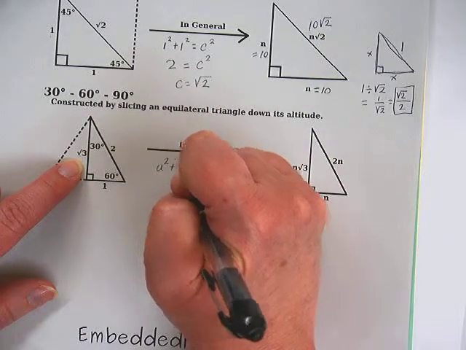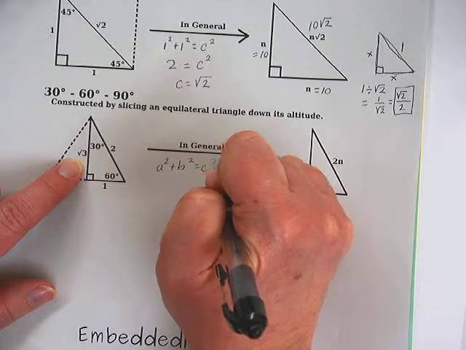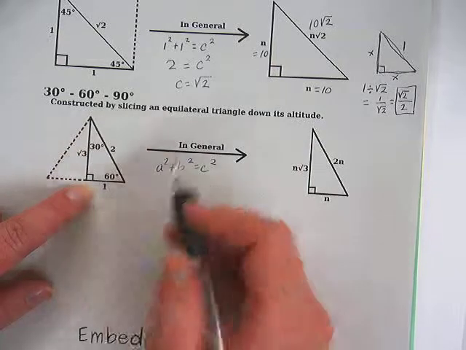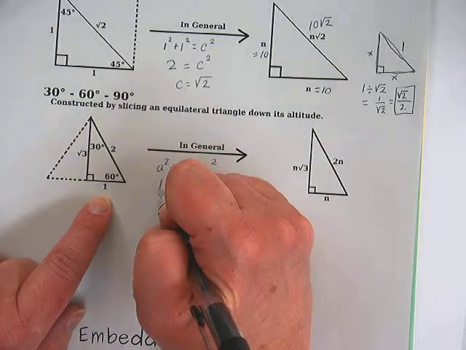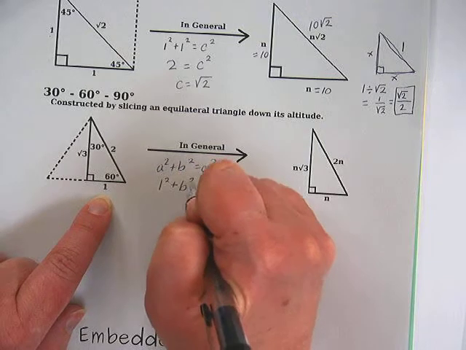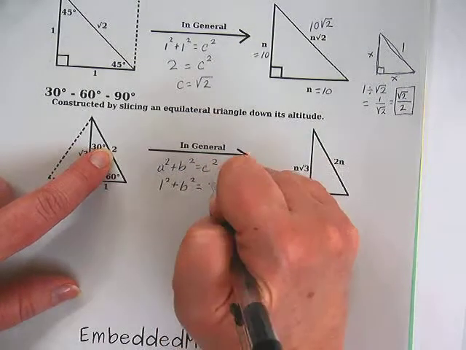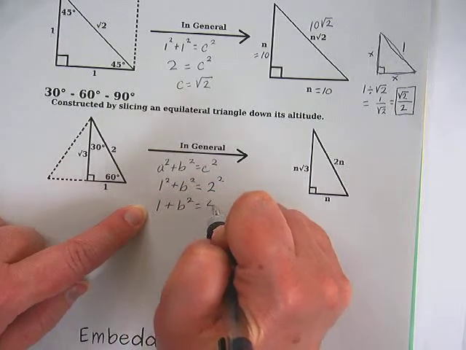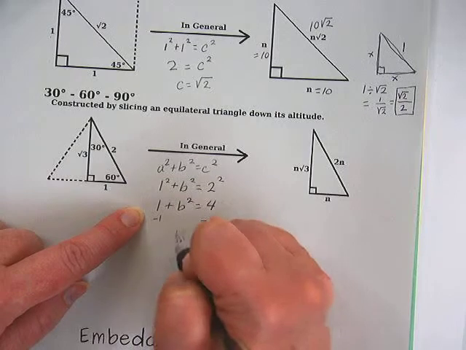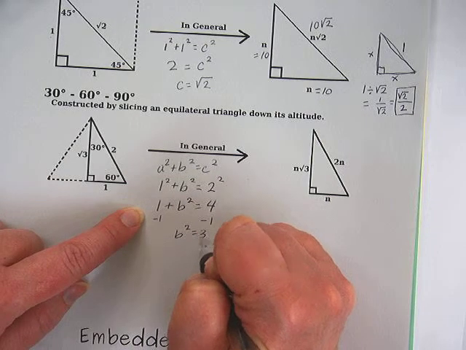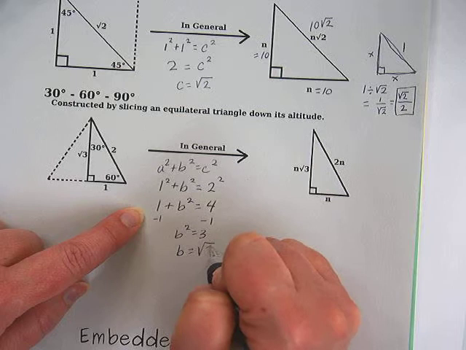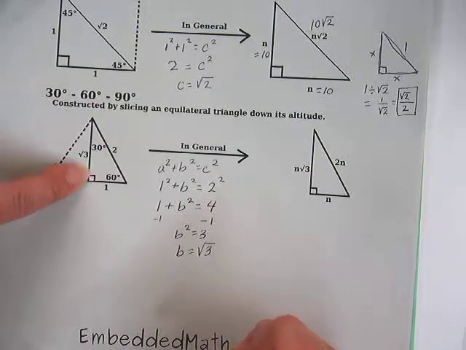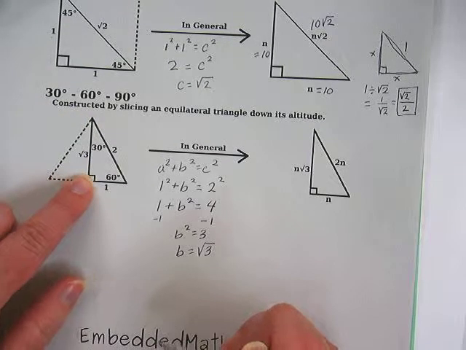So again, I start out with a squared plus b squared equals c squared. This time I know one of the legs and I know the hypotenuse, and I'm trying to find the other leg. So let's plug this number in for one of the legs, and let's plug this number in for the hypotenuse. 1 squared is 1. 2 squared is 4. Subtract the 1 from each side, so b squared equals 3. And that means that b is the square root of 3. That's where the answer for this other leg here in our 30-60-90 triangle comes from.